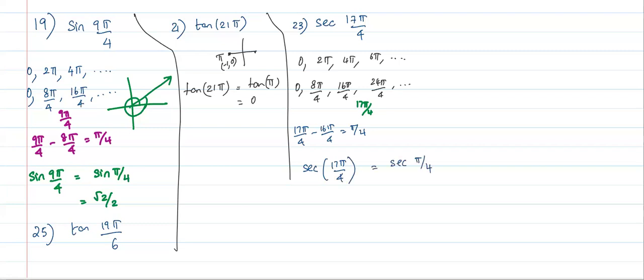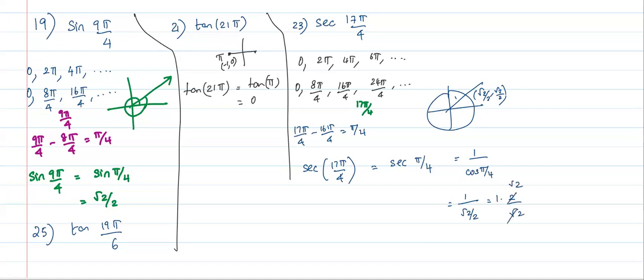Now what is secant pi over 4? If you recall your unit circle, pi over 4 is here, and this is root 2 over 2, root 2 over 2. So this is a unit circle, so remember the radius is 1. Secant is nothing but the reciprocal of cosine. So this is 1 over cosine pi over 4, which is 1 over root 2 over 2, which is 1 times 2 over root 2, and that is root 2. So secant pi over 4 is square root of 2.